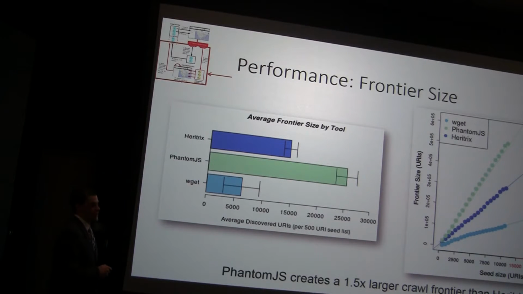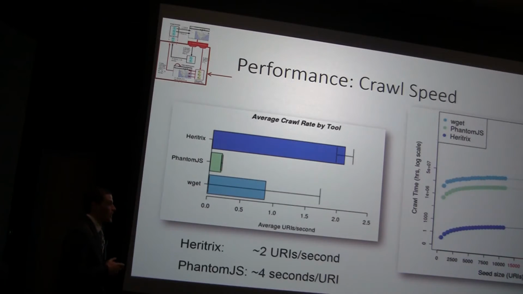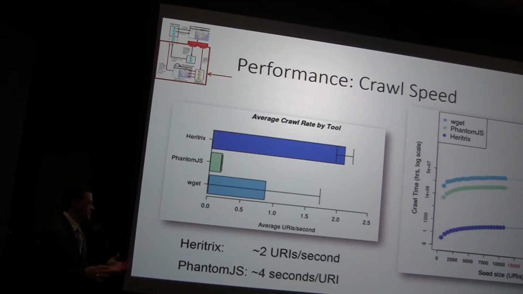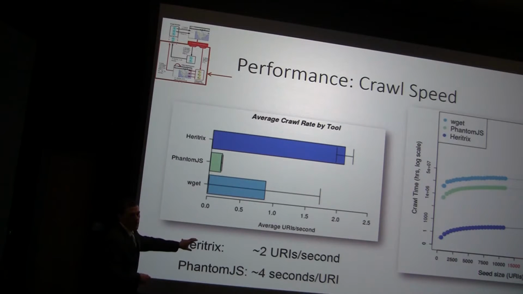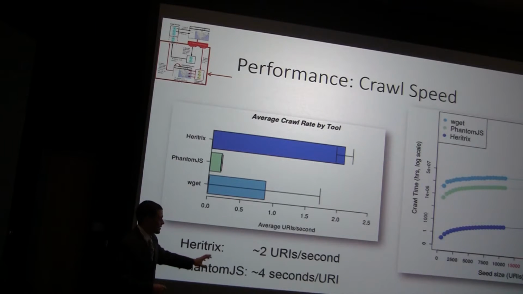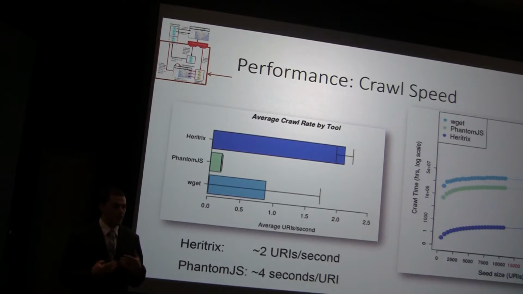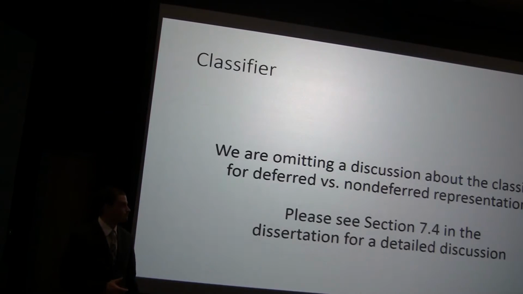And what we've shown, again, using wget as just a baseline here, we showed that Phantom.js creates about a 1.5 times larger crawl frontier than does Heritrix, meaning that Phantom.js is finding more stuff and therefore crawling more completely than Heritrix does. However, it's a whole lot slower. It's about almost 10 times slower. Heritrix, which crawls about 2 URI-Rs per second, is a lot faster than Phantom.js, which takes about 4 seconds per URI-R to crawl, meaning that Phantom.js is crawling a lot slower than Heritrix.